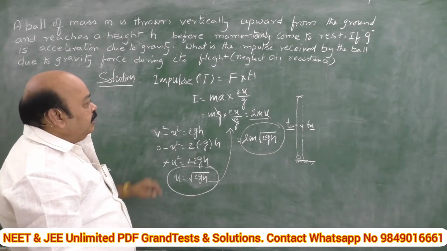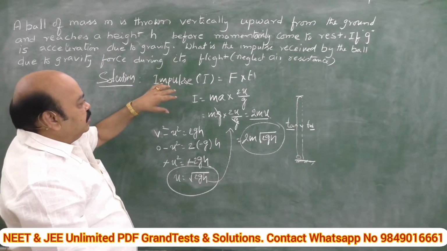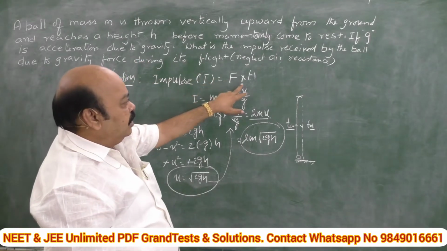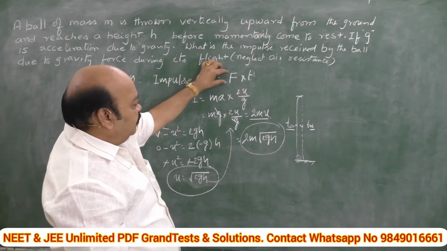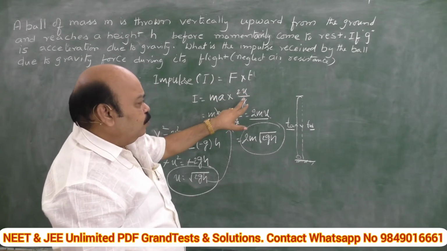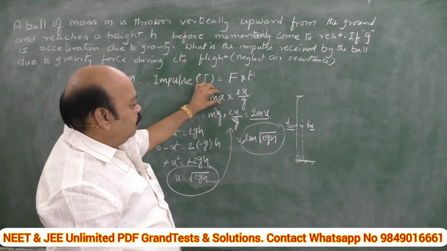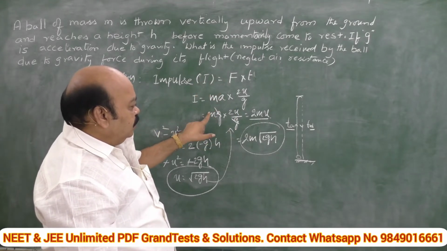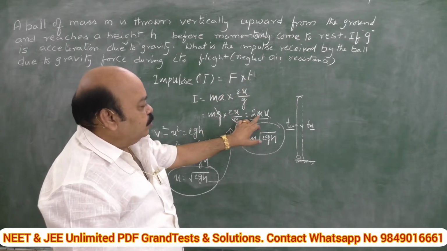Once again I am repeating. Here we have to calculate the impulse received. The formula for impulse is the product of force and the time for which it acts. I is equal to, in the place of F, ma into 2u by g, where 2u by g is the total time of flight. In case of a vertically moving body, acceleration is replaced by g. So mg into, in the place of time, 2u by g gets cancelled, 2mu.